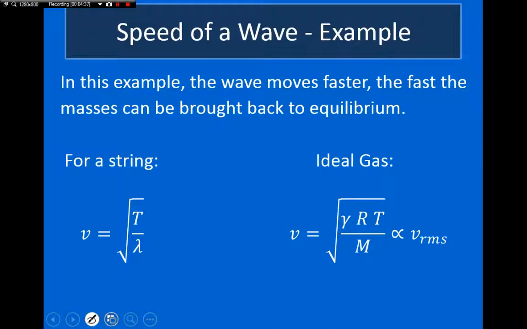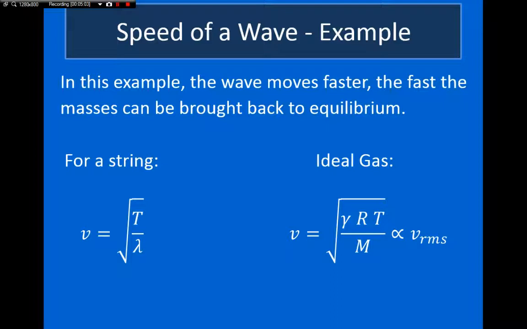So for a string, for example, the speed of the wave is equal to the square root of tension divided by mass per unit length. Okay? So hopefully this makes sense. The larger the tension is, the faster the string gets pulled back towards equilibrium. And the larger its mass is, the harder it is for the string to get pulled back to equilibrium. It's got more inertia, okay?